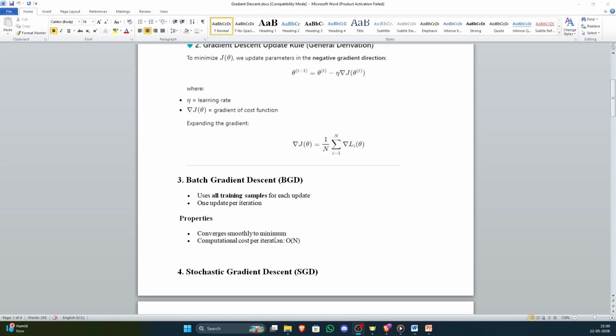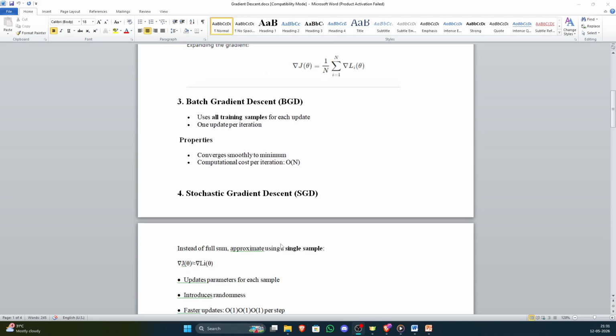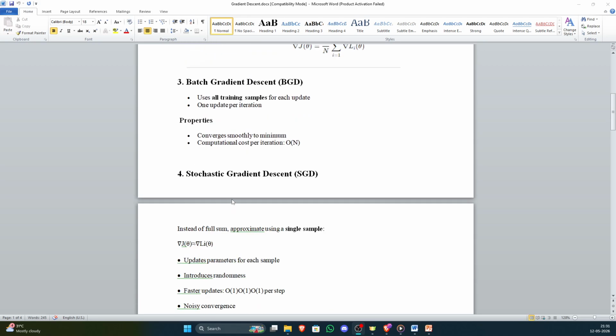Then batch gradient descent. It uses all training samples for each update and one update per iteration. The properties of BGD: it converges smoothly to the minimum and the computational cost per iteration is order of n. Next, the stochastic gradient descent. These are the different types of gradient descent.